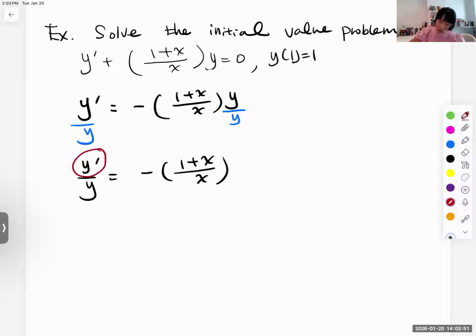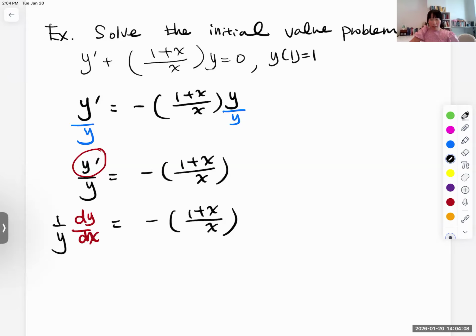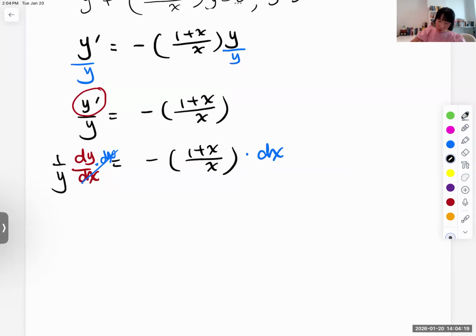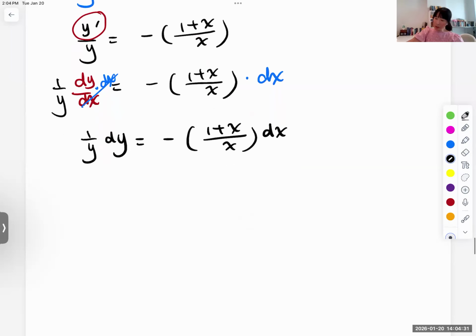Now, y prime means dy over dx, and then keep the 1 over y, equal to negative (1 plus x) over x. Yeah? All right. Now, multiply by dx on both sides. So that will be 1 over y dy equals negative (1 plus x) over x dx. Yeah. Now, let's integrate.